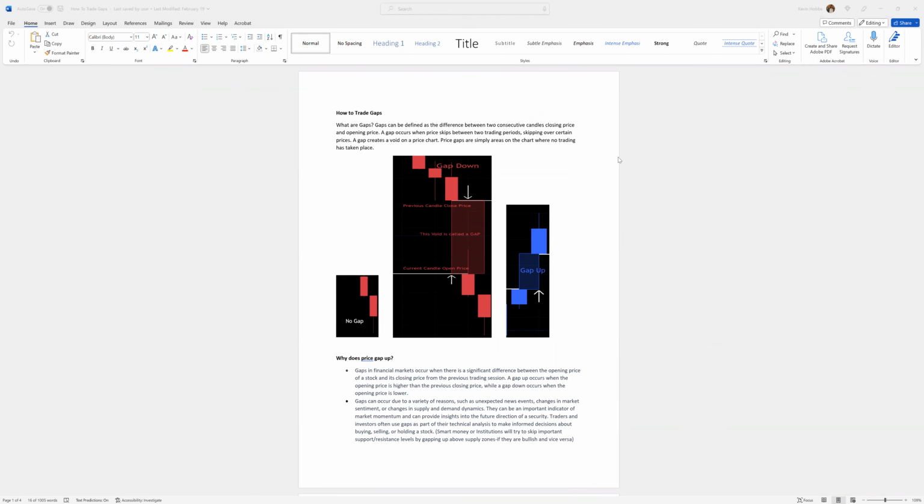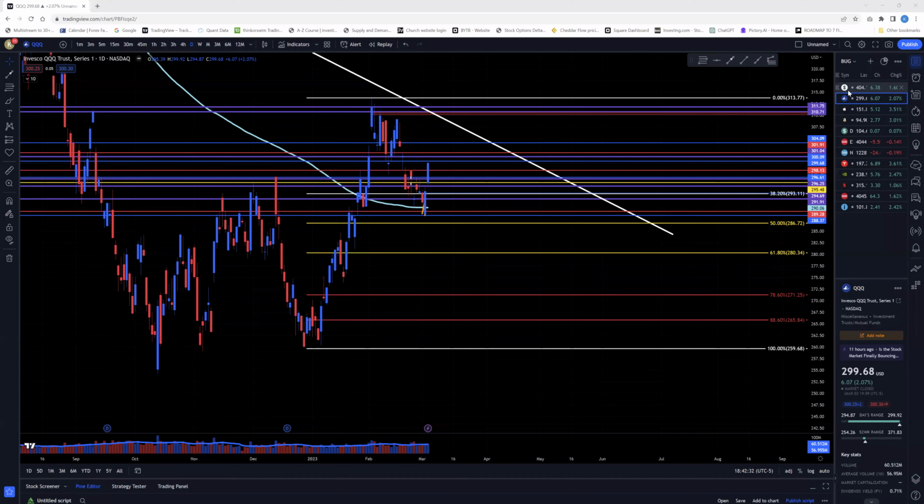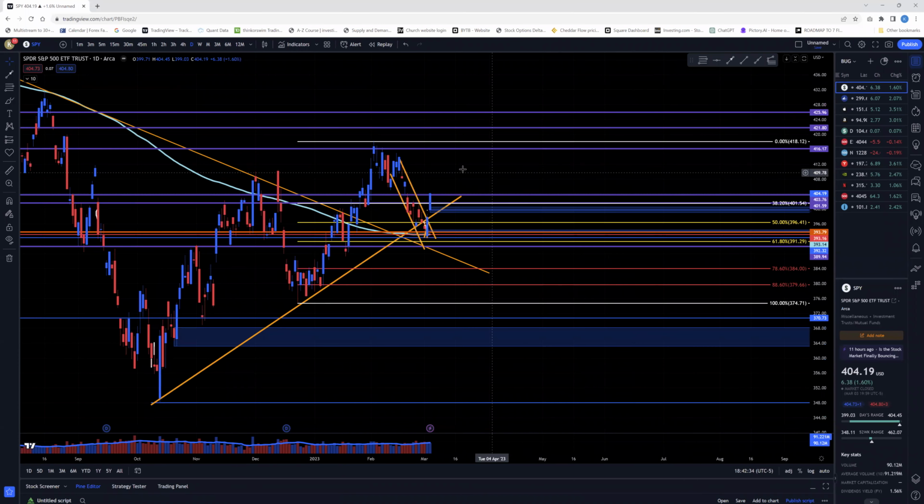So if you guys notice when it gapped down, if I go back to over here, let's see a couple of times that it gapped down. One of the times was, I think, last week.